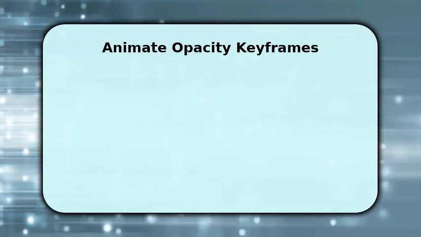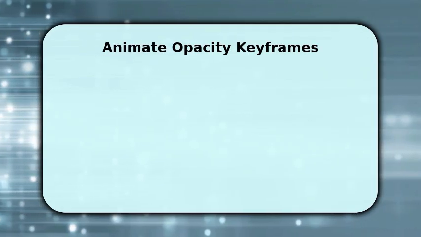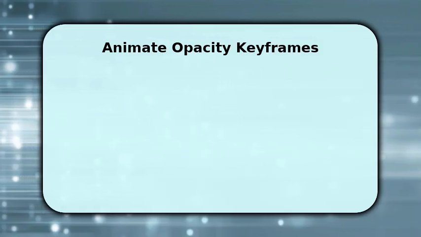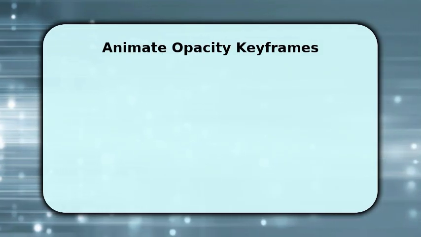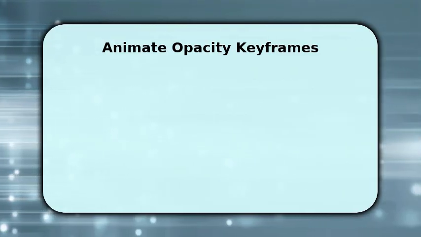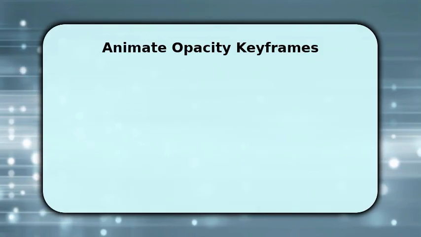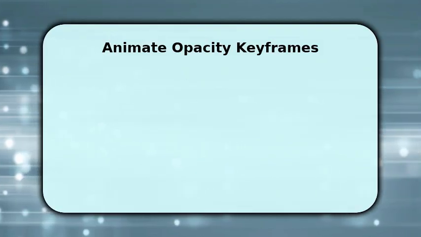With the text clip selected, open the keyframe or animation controls and add a keyframe at 100% opacity where the flicker starts. Move forward 4 frames and add a second keyframe set to 0%. Move another 4 frames and add a third keyframe back to 100%. This alternating pattern creates the blink.